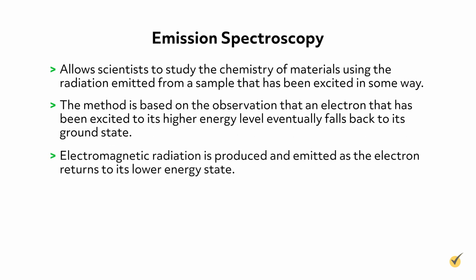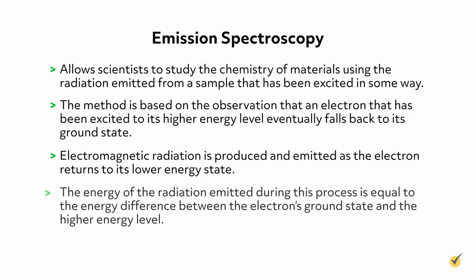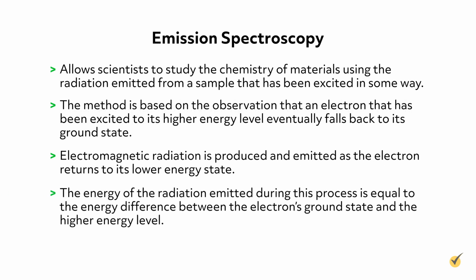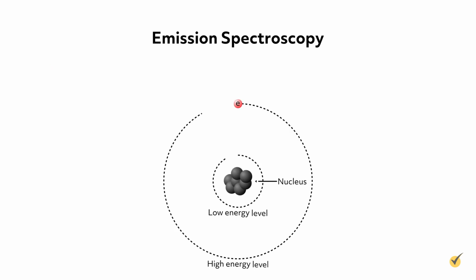Electromagnetic radiation is produced and emitted as the electron returns to its lower energy state. The energy of the radiation emitted during this process is equal to the energy difference between the electron's ground state and the higher energy level. This process of electronic emission is shown schematically in this diagram.